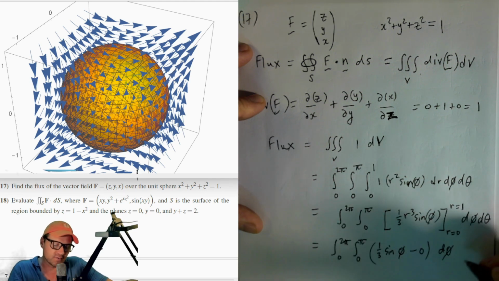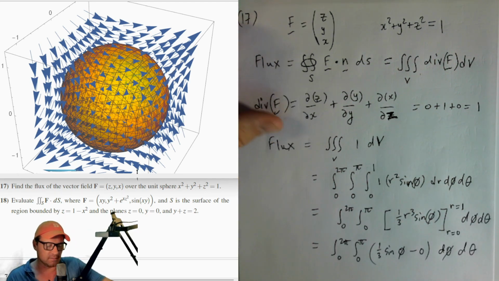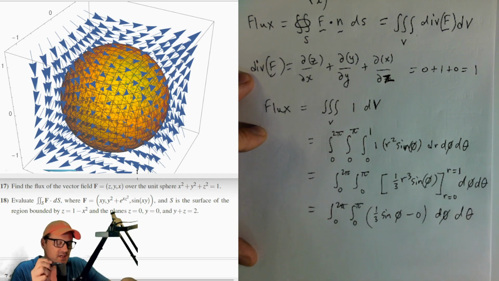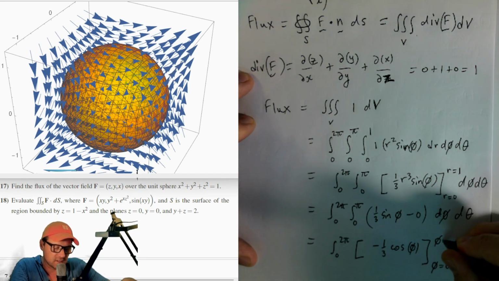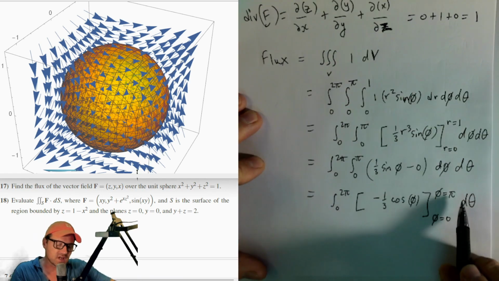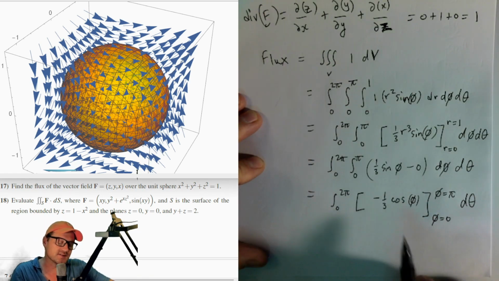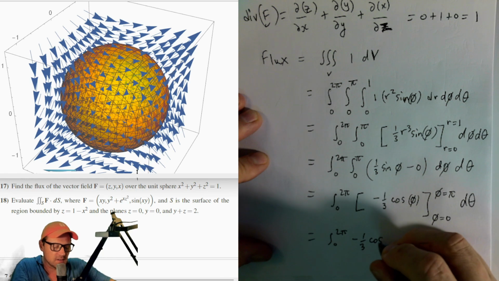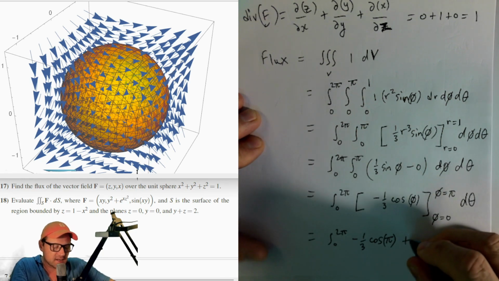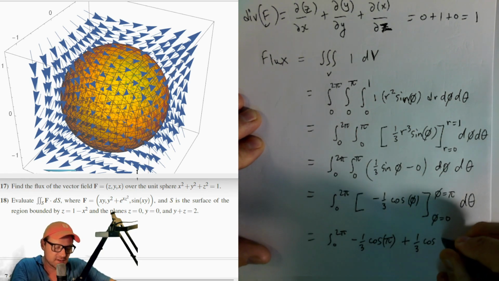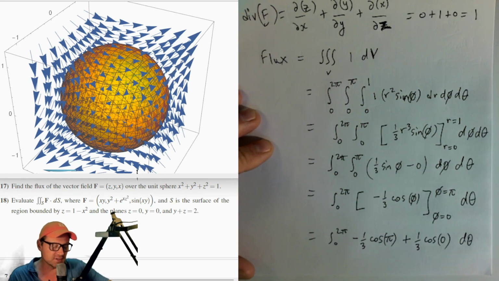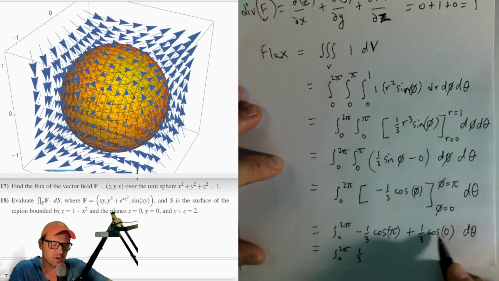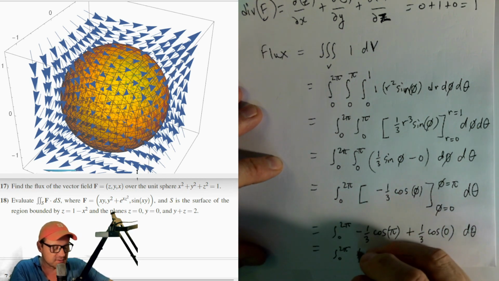Next, we need to integrate with respect to phi, and then with respect to theta. Okay, so then integrating sine phi with respect to phi, we get minus cos, so minus 1/3 cos of phi, phi equals 0 to phi equals pi, and d theta. So subbing in phi is pi, and subbing in phi is 0. Minus 1/3 cos of pi. Minus minus is plus, so plus 1/3 cos of 0, d theta. So cos of pi is -1. So we have minus a third, which is plus a third. Cos of 0 is 1, so 1/3. So 1/3 plus 1/3 is 2/3.